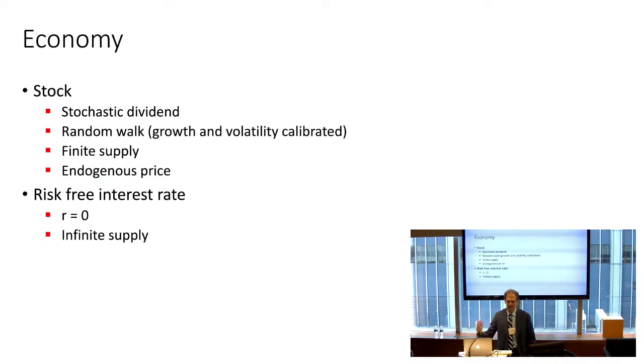A single stock pays a random stochastic dividend, which is calibrated actually to actual data, growth and volatility. It's in finite supply. There's no new issuance, so it's a kind of closed system. Price is completely endogenous. There's a risk-free interest rate out there.